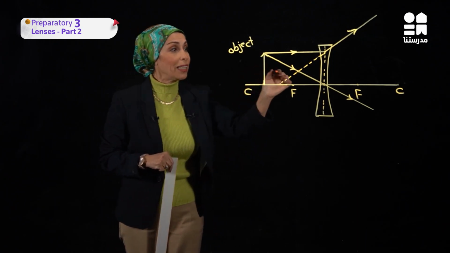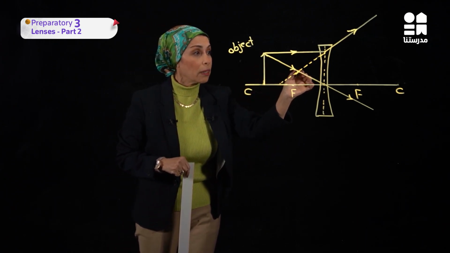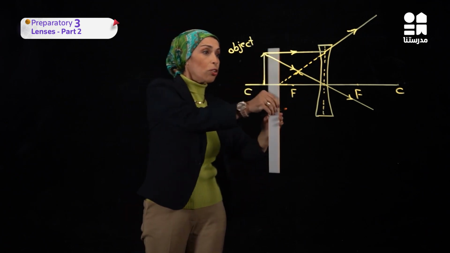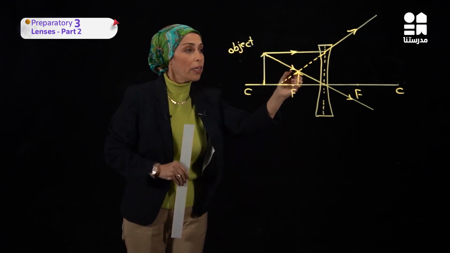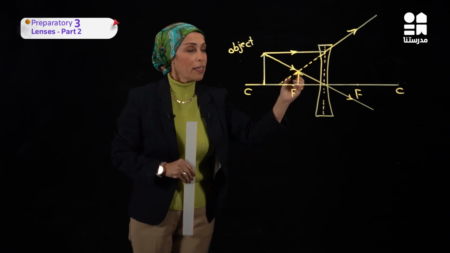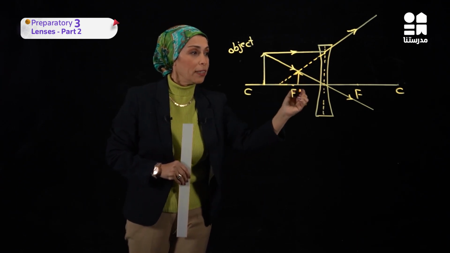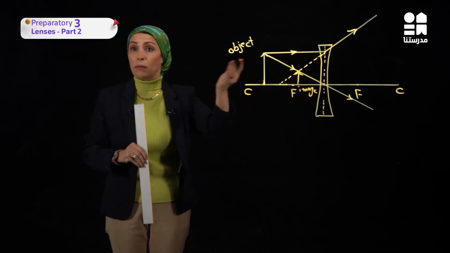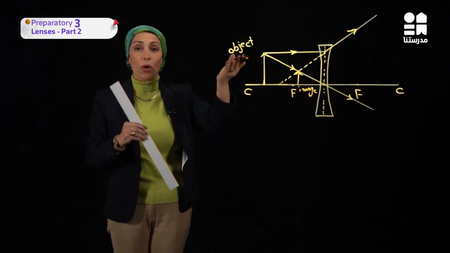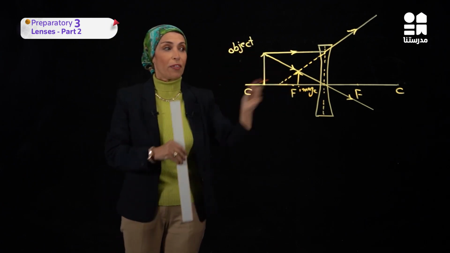So start to put the head of the arrow like here. Then start to draw the image. Yes, this is my image. Then, as we said before, write image. Why? So I can easily differentiate between the object and the image.